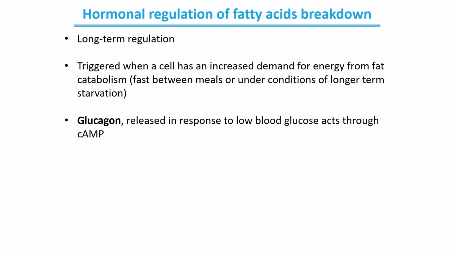Next is the long-term regulation of this beta oxidation, which is mainly done through the hormones. So this is the hormonal regulation, also known as the long-term regulation, and it will be triggered when the body has increased demand of energy from the fat catabolism. And this will happen when we are fasting in between the meals, or under long conditions of starvation. You have not eaten for a long period of time. So in such conditions, glucagon hormone will be released in response to the low blood glucose levels, and it is going to control this whole process of beta oxidation.